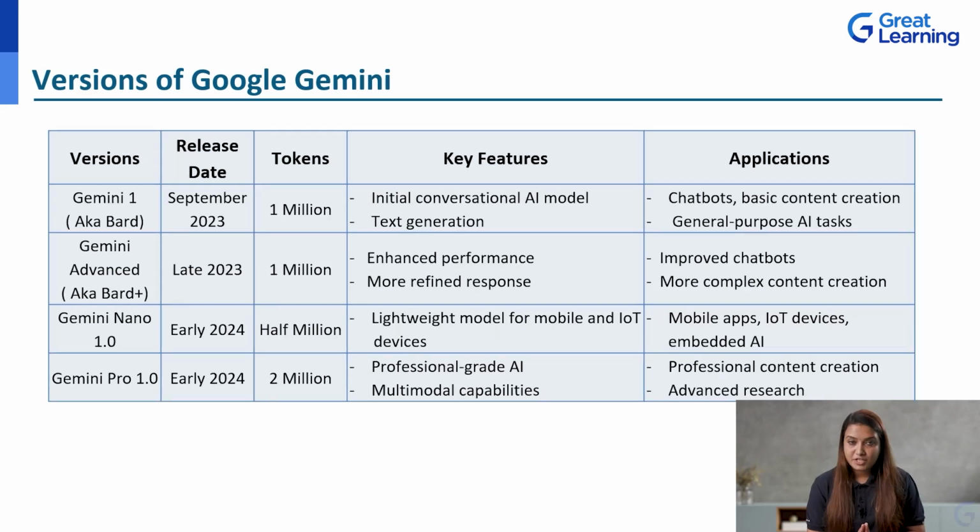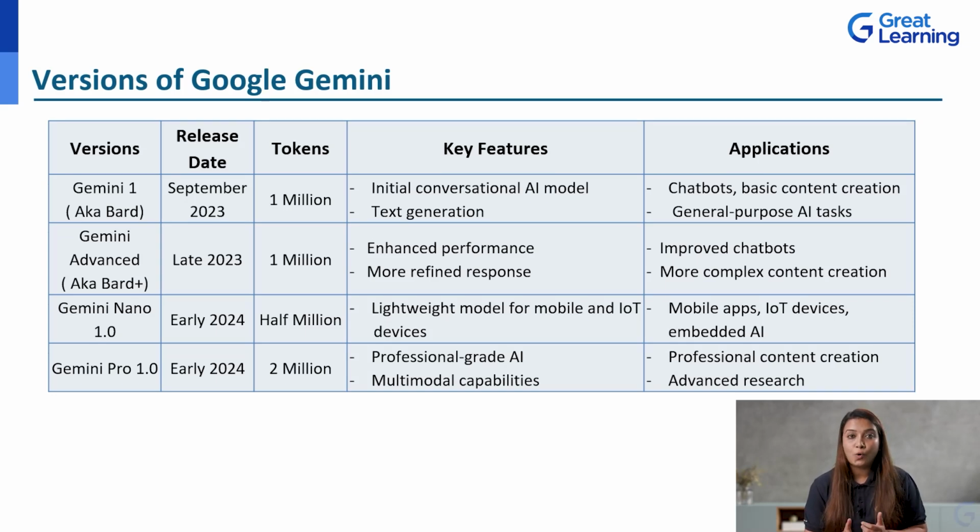You could see Gemini started with version 1, aka Bard. They launched a product called Bard in September 2023 with 1 million tokens. It was generally used for initial conversation, as an AI model, and also for text generation. It was specifically given by Google as a product in competition with OpenAI's ChatGPT. The applications of Gemini 1 are to have a conversation with a chatbot and also basic content generation. Then it also served general purpose AI tasks as well.